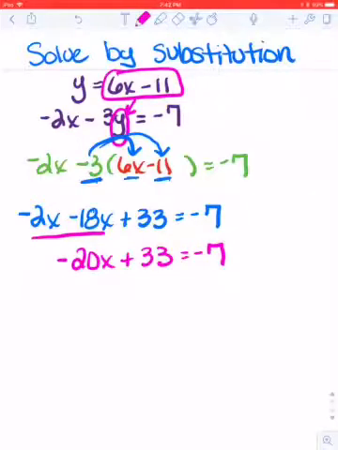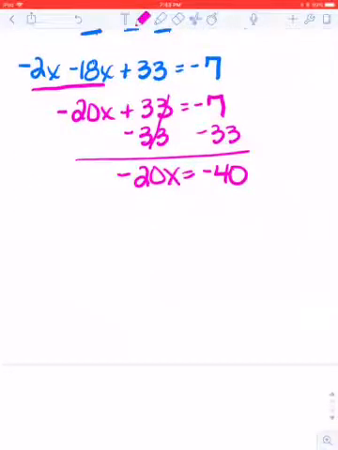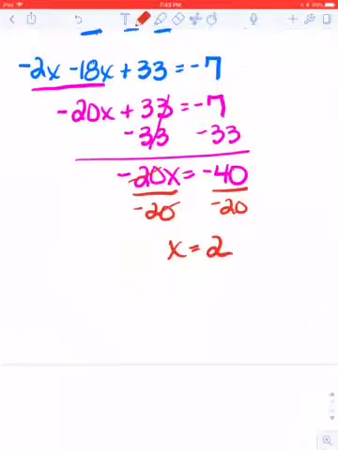And now it's all about getting x by itself. So to get rid of this positive 33, I'm going to subtract 33 from both sides. So this cancels. I have negative 20x equals negative 7 minus 33 is negative 40. And then my last step to get x by itself is to divide by negative 20. So I end up with x equals 2.